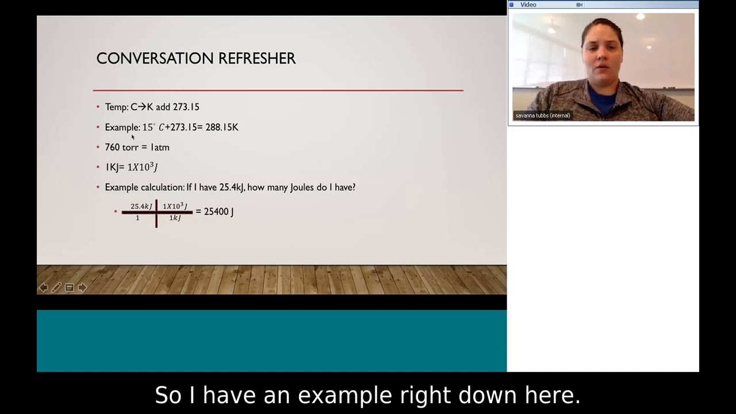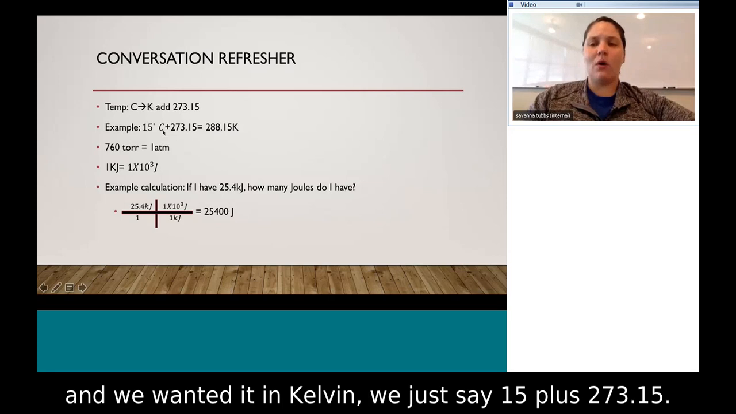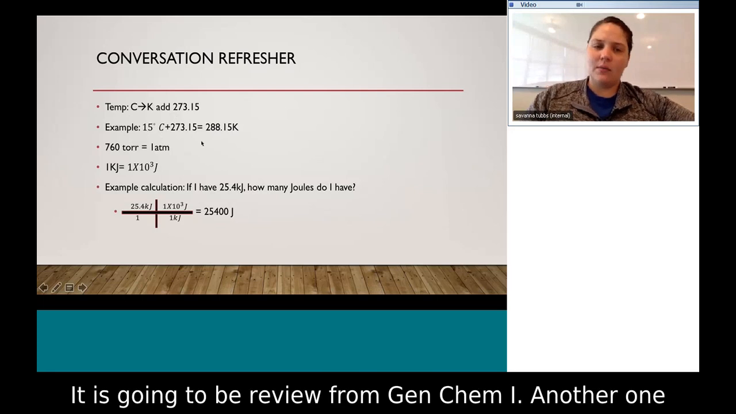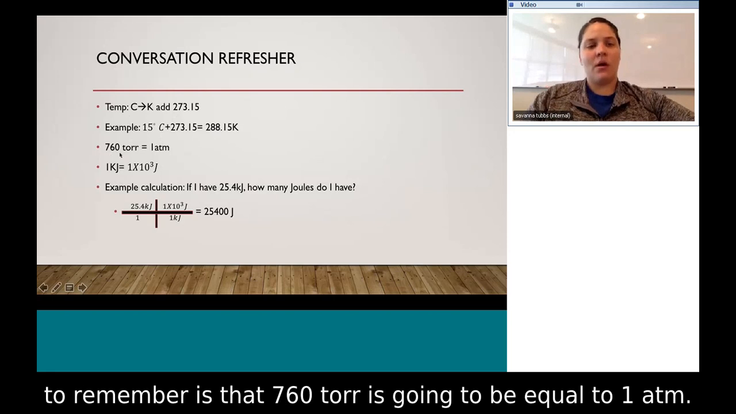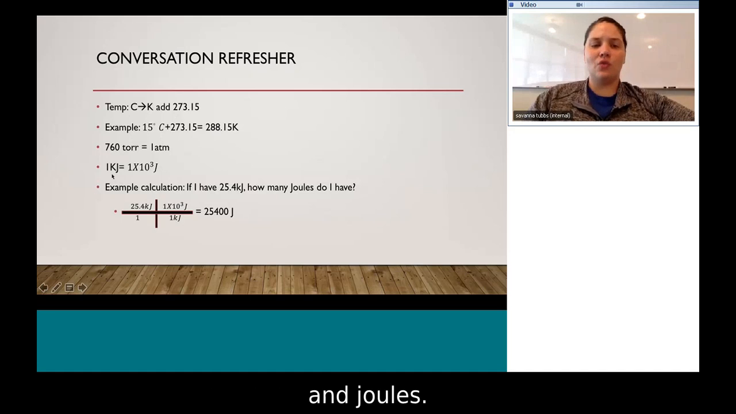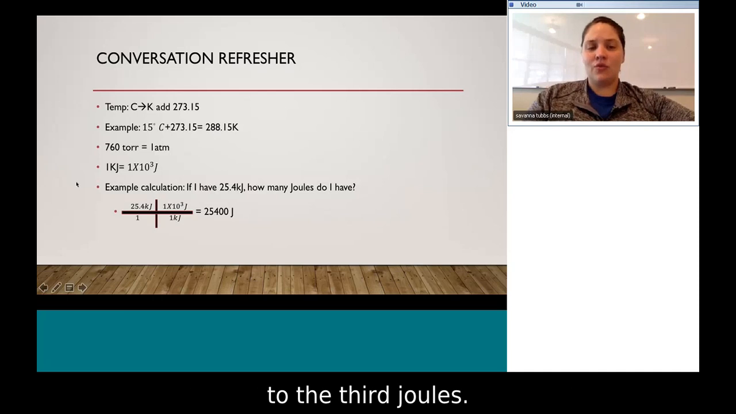So I have an example right down here. So if we were given 15 degrees Celsius and we wanted it in Kelvin, we just say 15 plus 273.15, and we'll get 288.15 Kelvin. This should be pretty simple. It is going to be a review from Gen Chem 1. Another one, just to kind of remember, is that 760 torr is going to be equal to 1 atm. And the third is going to be the conversion between kilojoules and joules. So 1 kilojoule is going to be equal to 1 times 10 to the third joules.